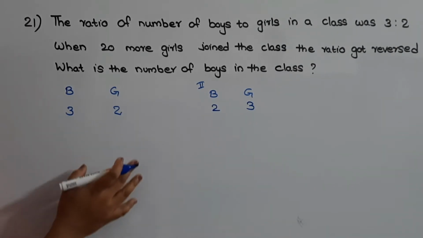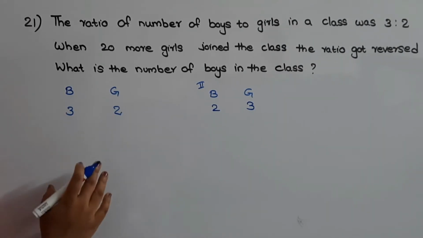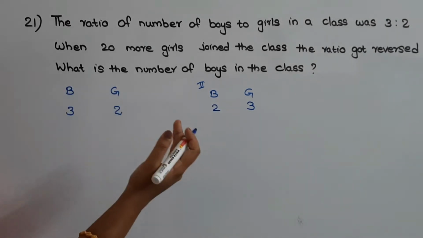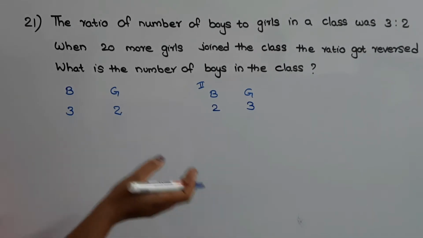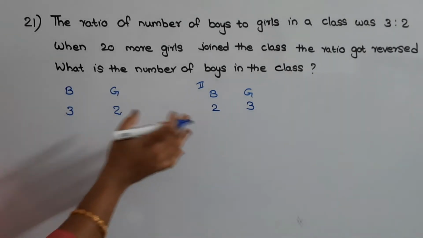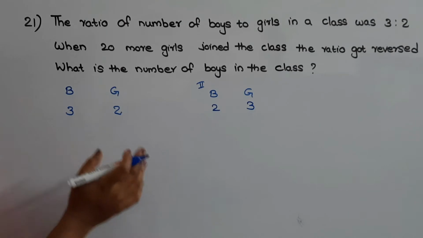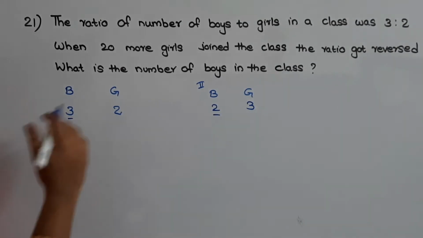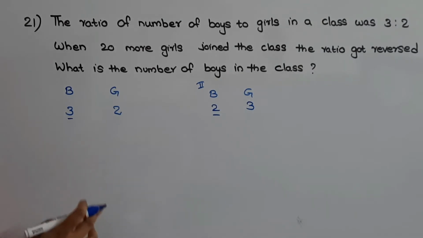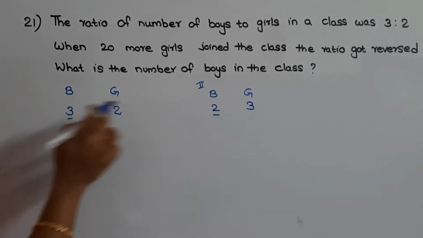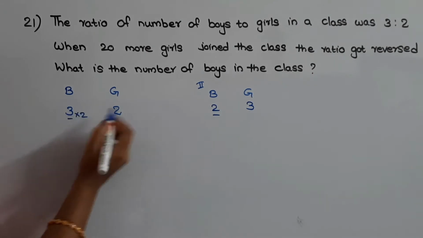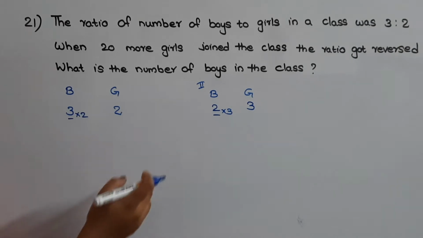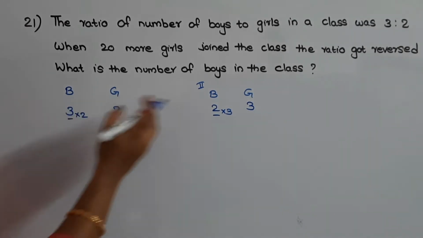So this question also we are doing by the same method which we have done in the previous question. In this question only the girls got added to the class. So the number of boys in the class should remain the same in both the cases. So we need to make the value of the boys the same in both the ratios. For that we need to multiply this 3 by this 2 and this 2 by this 3. Then this will be 6, this will also be 6. So we can make the values of boys the same.